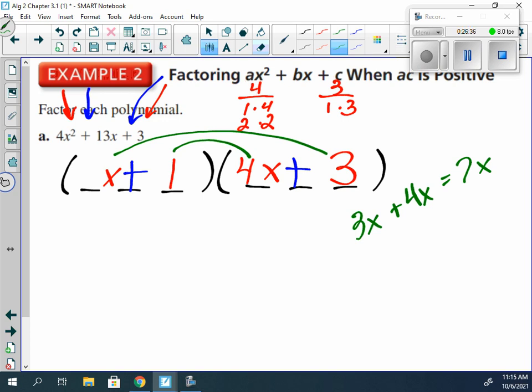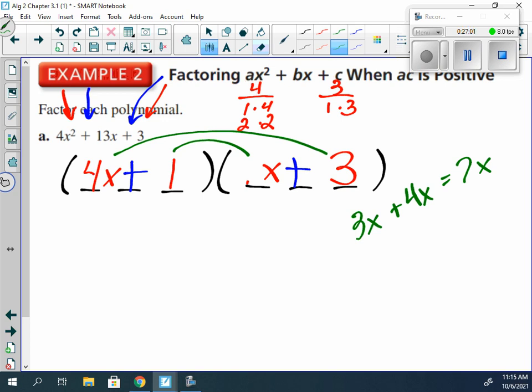Is that what we wanted? No, we need it to be what? 13x. Okay, so what can we switch now? The 1 and 4x? So we can say 4x and 1x. Let's check it one more time.